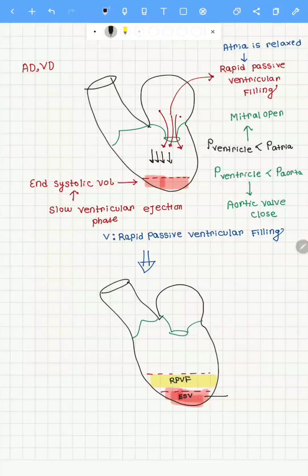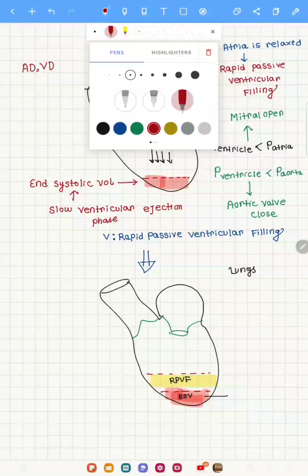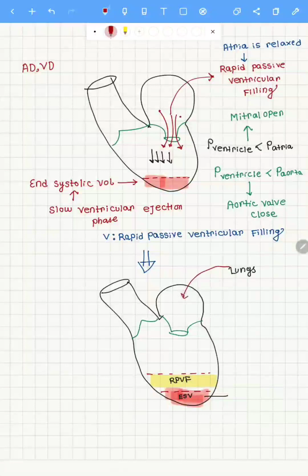Alright. Now the atria is receiving the venous return continuously from the lungs. Venous return is coming to the atria continuously. And this venous return directly passes into the ventricle. That is why atria acts as a conduit.